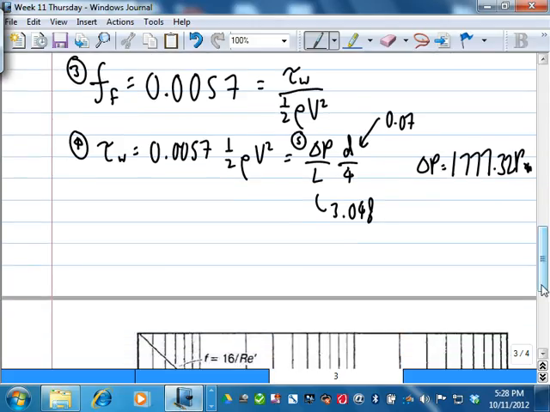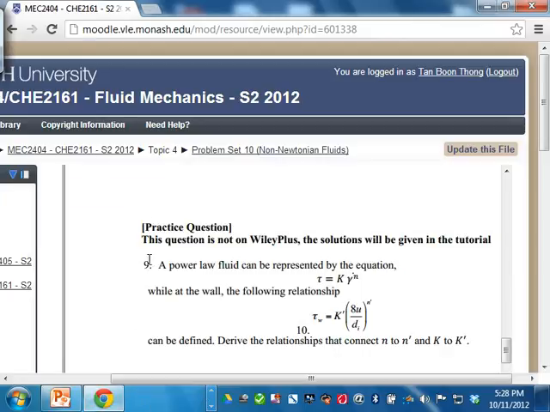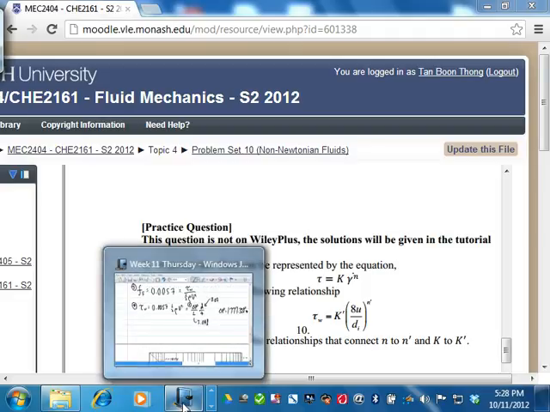So, you all read the question? You all okay? Don't need to copy down. I'll give you a printout for this one. Okay? A power law fluid. Is that all right? Any questions?